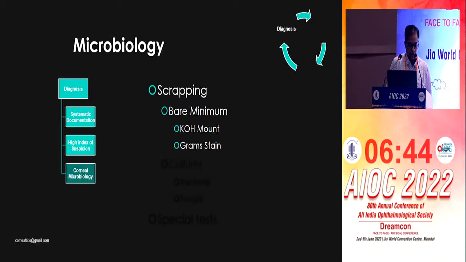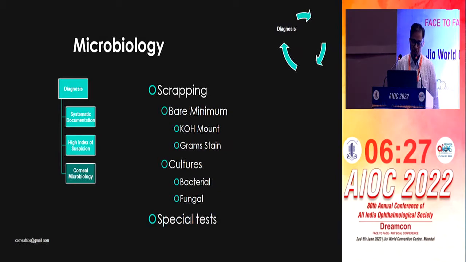If you can, go ahead and do the Gram stain, probably take cultures, the bacterial culture plates, the fungal culture plates. These are available from your microbiology labs, and you can probably do the full set of scraping, but the bare minimum would be at least the KOH mount. You can have special tests also, but in the initial stage, this is beyond the scope of my talk.